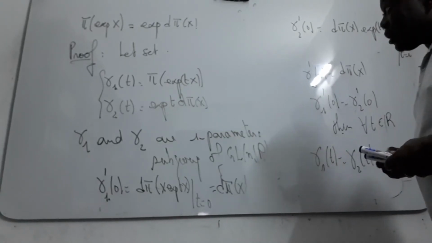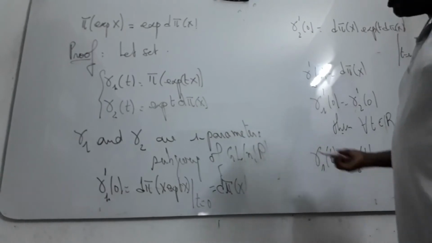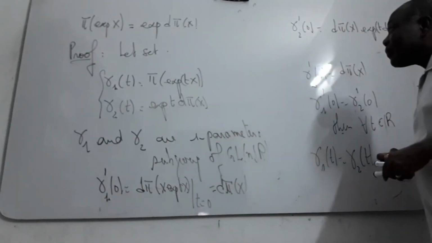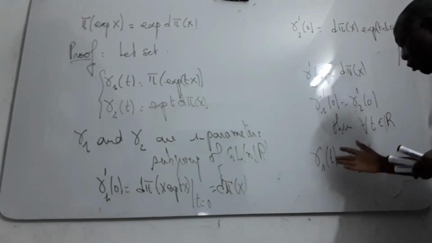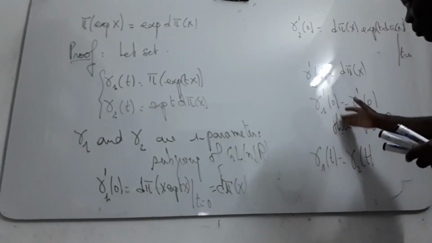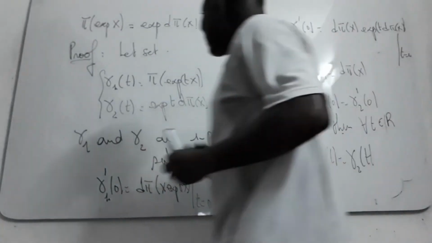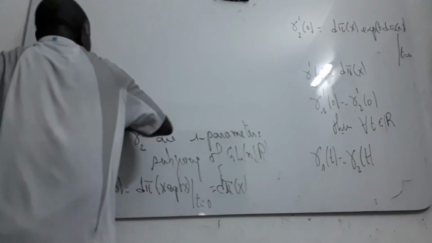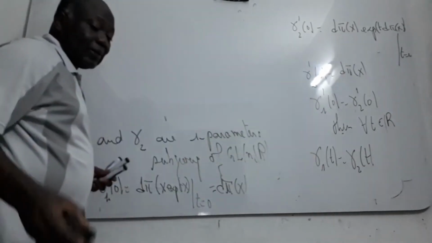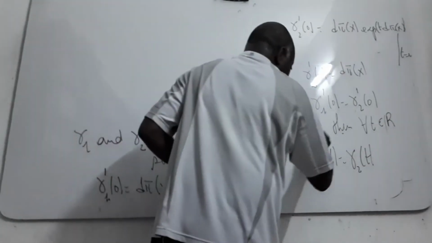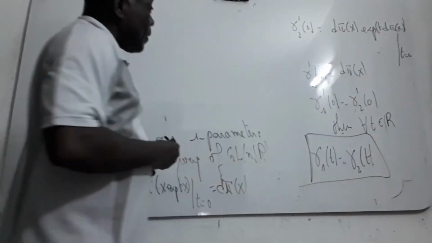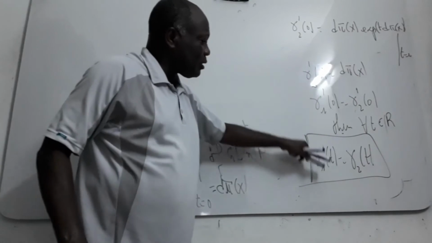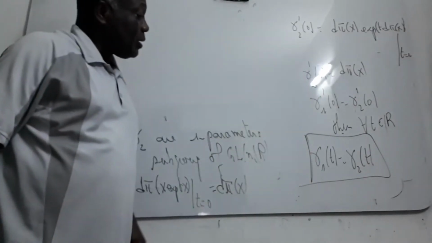This is all. So for t equal to 1, you have what you are going to prove. Let me just remind you of something. When you have this, the proof is finished like that. You have what to prove. You just suppose that this is all that you have.